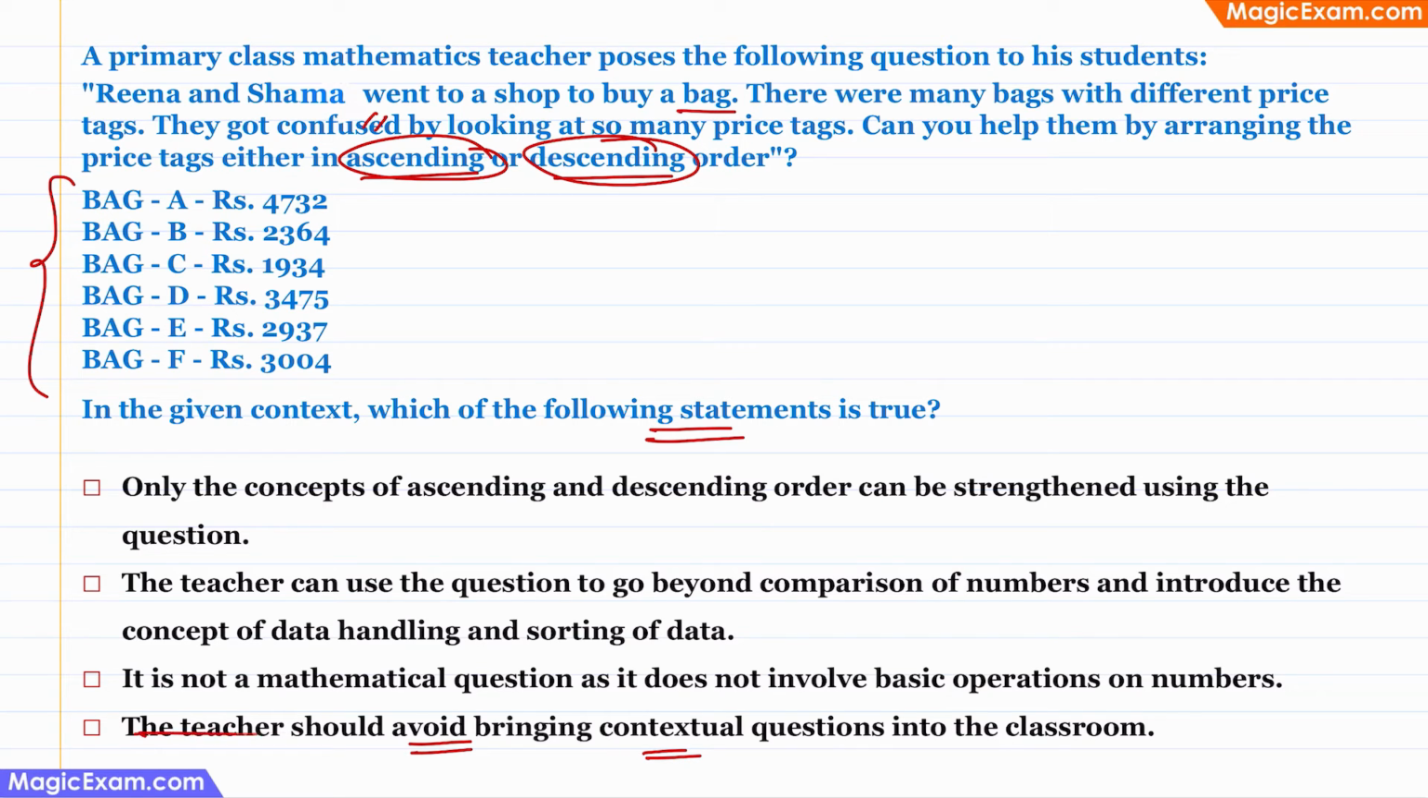This is completely incorrect because if you look at what the NEP and the NCF say, they say that all the teaching and learning that happens in the classroom must be contextual to the extent that is possible. That is, students should be able to relate what they are learning in the classroom to real world experiences. So that is contextual. If you say should avoid bringing contextual questions, this is completely incorrect.